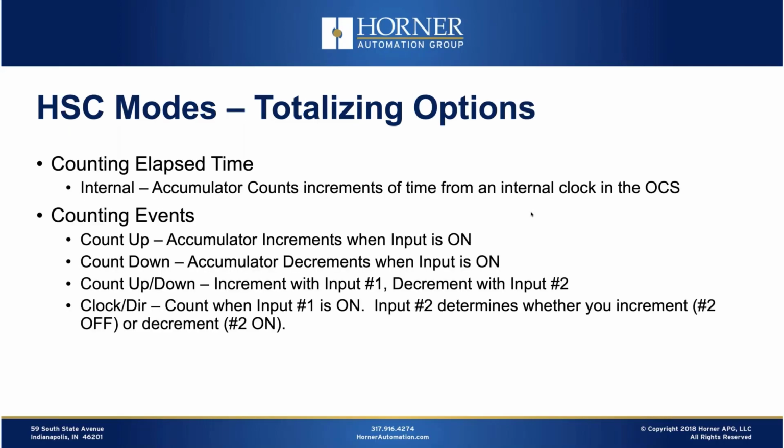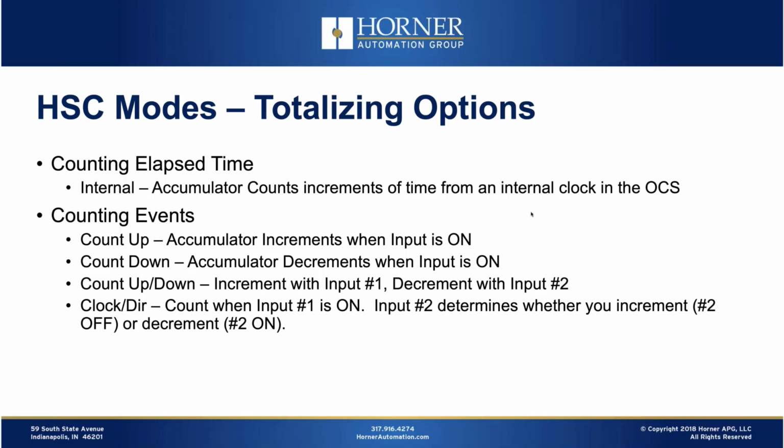Okay, let's talk about the two different categories, if you will, of totalizing modes. One mode of totalizing is where you're actually counting time ticks. So what you're ultimately doing is counting an elapsed time, maybe the elapsed time between one signal and another, whatever the case may be. That's a type of totalizing where you're counting time increments. We'll give you an example of that. The rest of the totalizing options are all about counting events, whether it's a rising edge signal or a pulse or whatever the case may be.